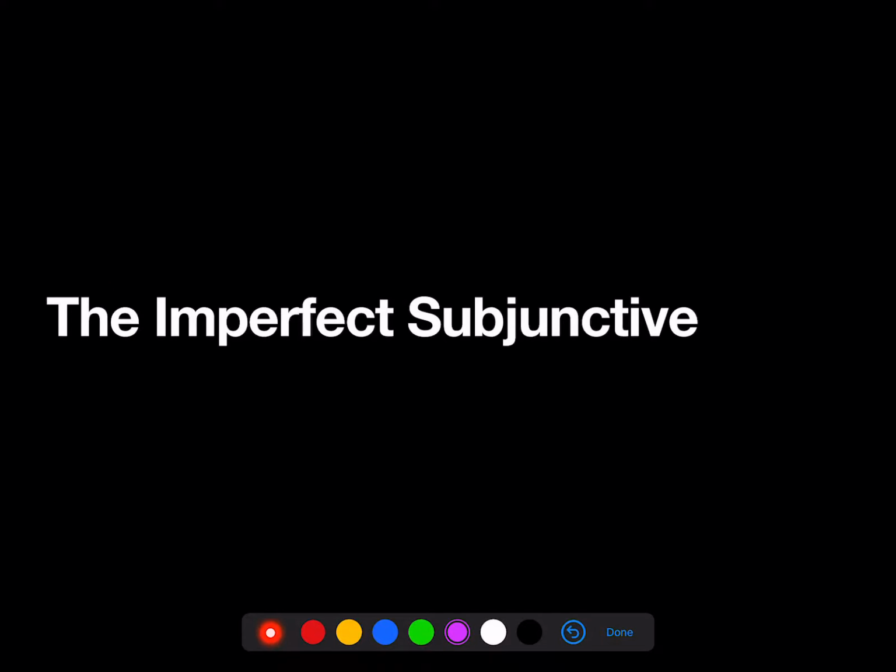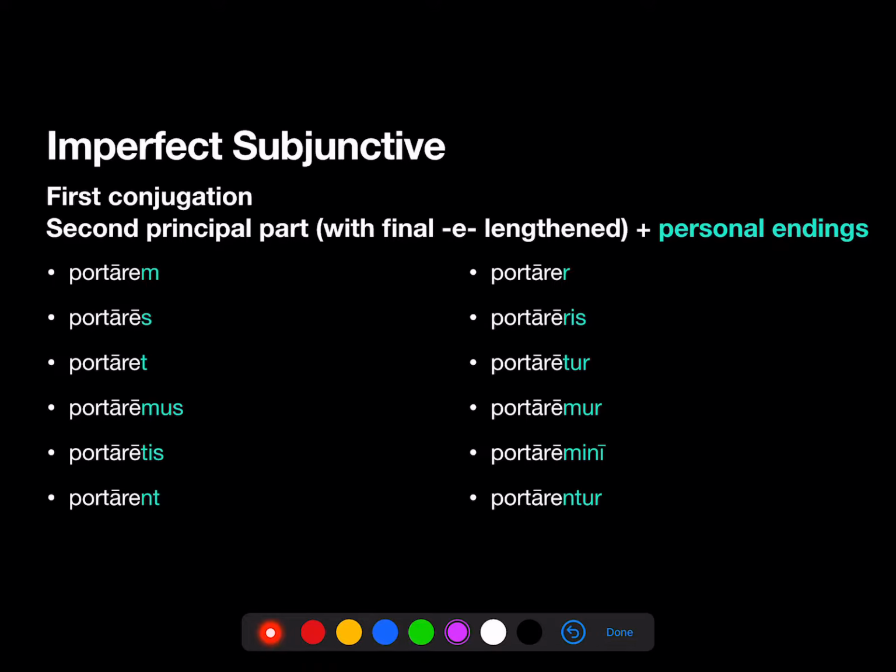And on to the imperfect subjunctive. The imperfect subjunctive is the easiest of all. Take the second principal part, lengthen the final E, and add those same M, S, T, mus, tis, NT, R, ris, tur, mur, mini, ntur personal endings. So portarem, portares, portaret. I said we lengthen that final E, but then it gets shortened again before final M, T, and NT in the active, R and NTUR in the passive.